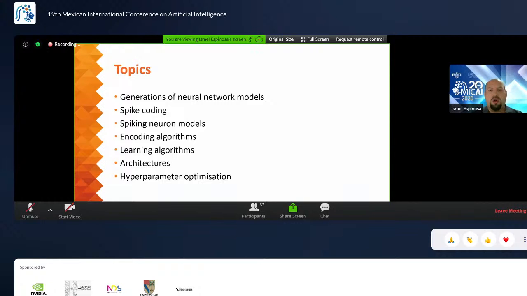I will show you two learning algorithms that are useful for the NewQ. Also, we can use evolutionary computation. After that, I will present the two architectures, and at the end, I will describe one of the problems with these spiking neural networks, that is the hyperparameter optimization. So please, if you have any question, just raise your hand and I will be glad to answer it.